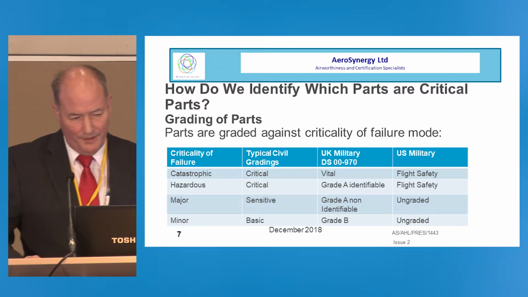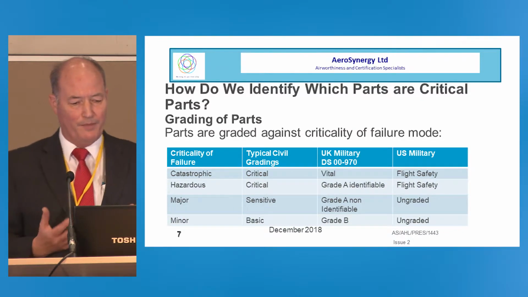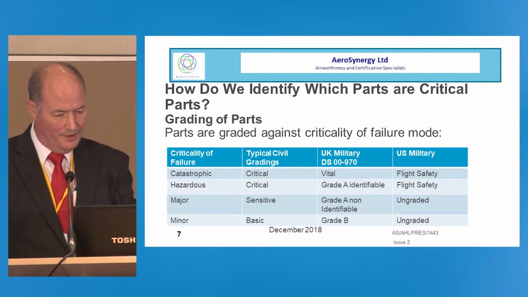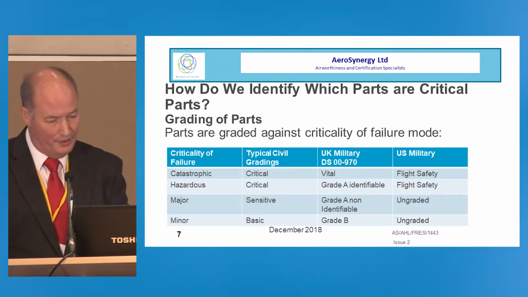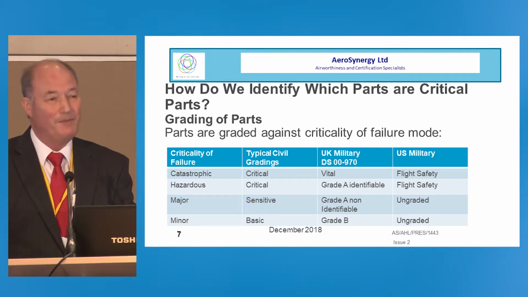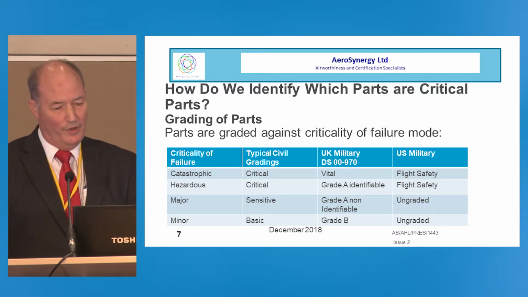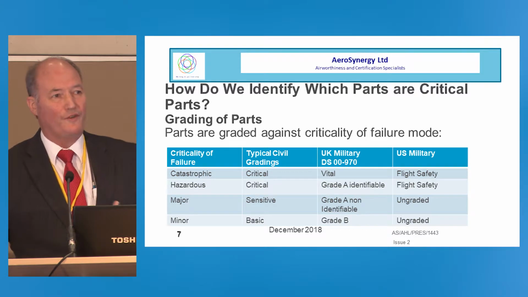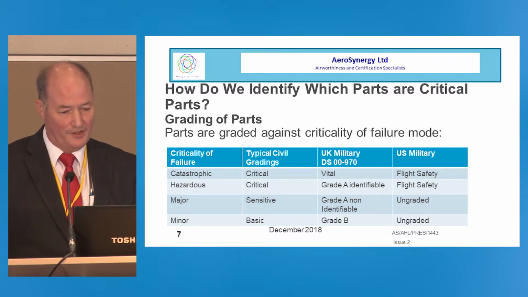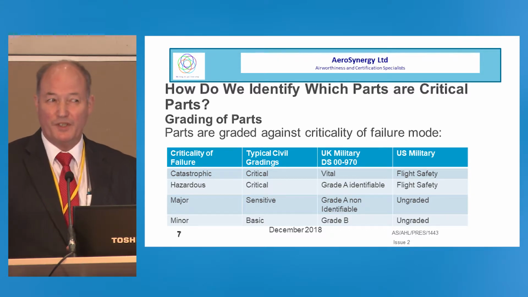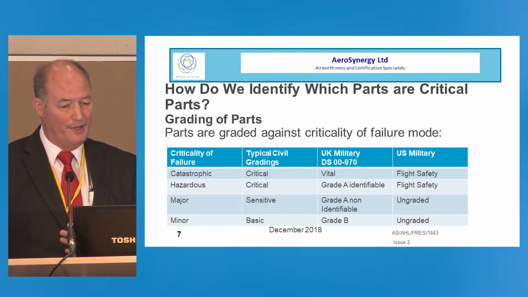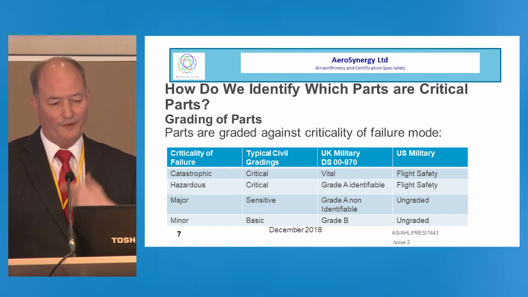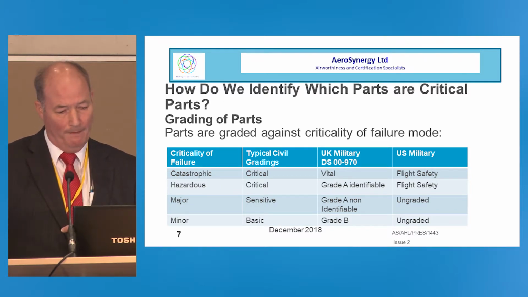So, having done this, we can now grade the parts. And if you look on the left-hand side, we see catastrophic, hazardous, major, minor, and I could say no safety effect. And typically, in the civil world, we always grade catastrophic failures as critical parts. Most OEMs also consider hazardous failures as also being worthy of being a critical part. They don't have to. The requirement is catastrophic failures, but we often do.